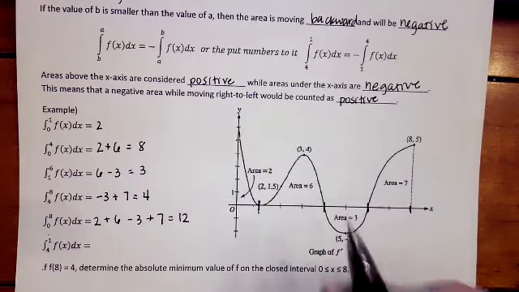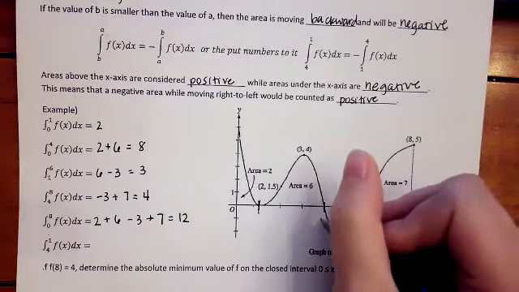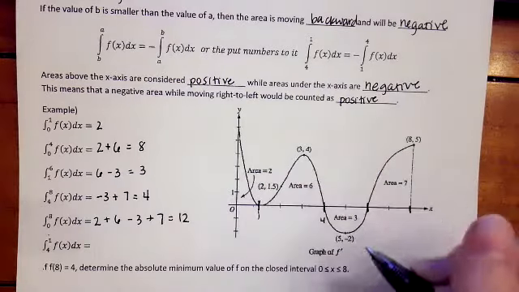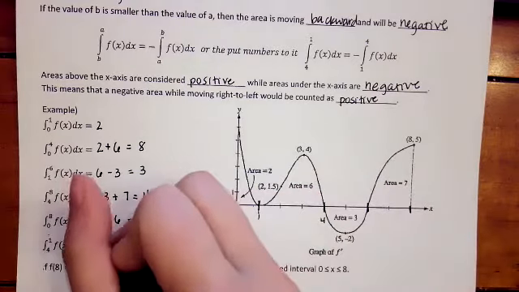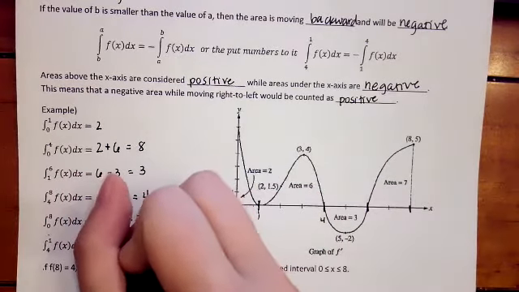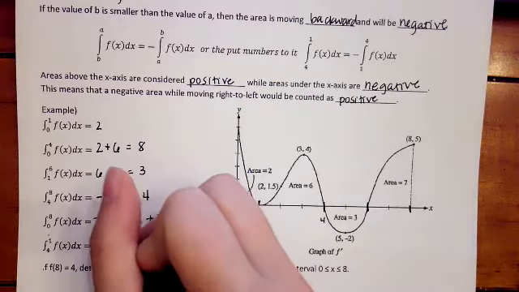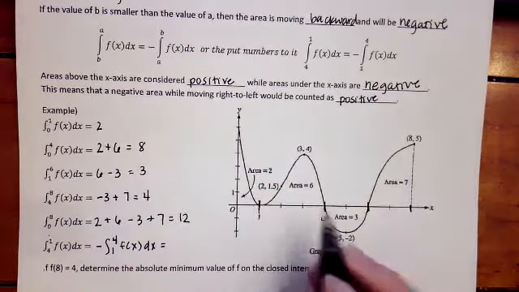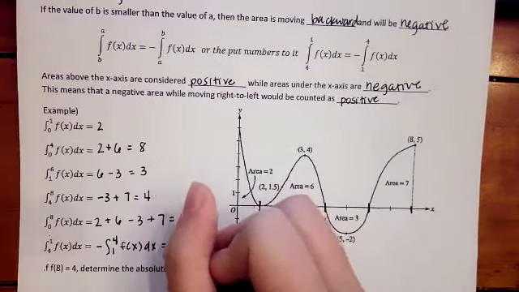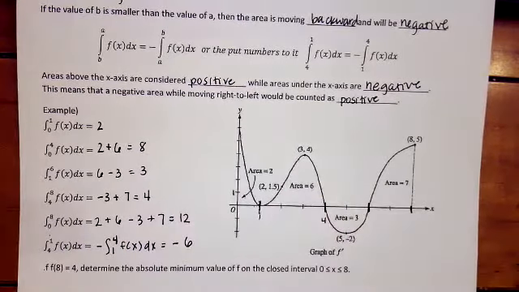And then what if we went backwards from 4 to 1? Here's 4, here's 1. We put a negative in front of that integral and go from 1 to 4. So instead of positive 6, our area is negative 6.